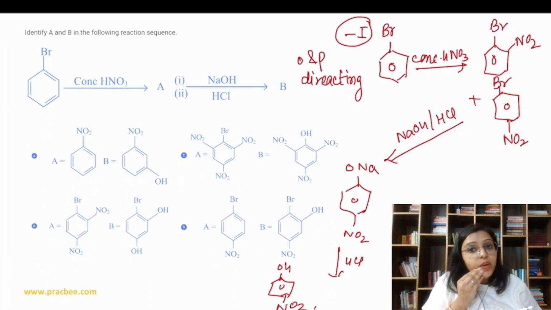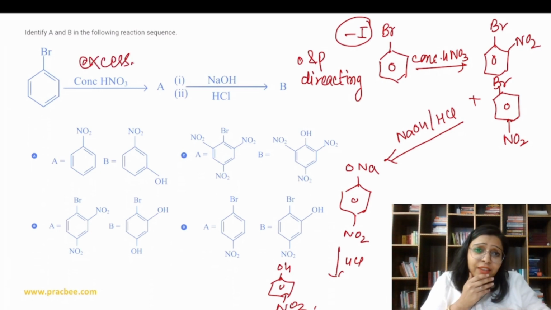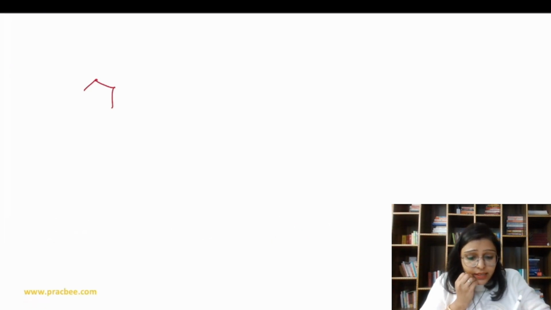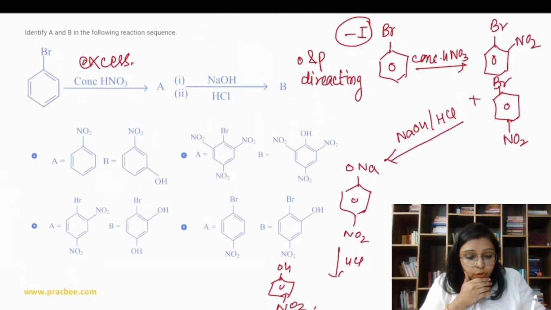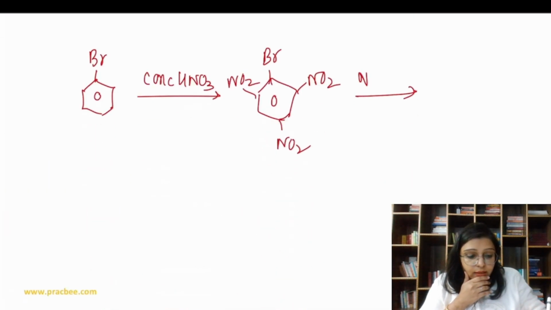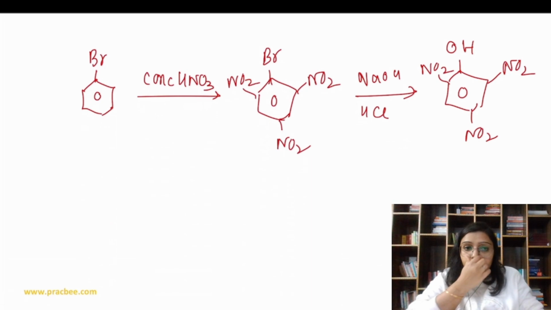What do we assume here? We assume that the concentrated HNO3 is in excess. If concentrated HNO3 is in excess, then with Br and concentrated HNO3, we write NO2 here, NO2 here, and NO2 here. Next, if we treat this with NaOH and HCl, what happened? Nucleophilic substitution reaction. So we get OH, NO2, and NO2. Clear?